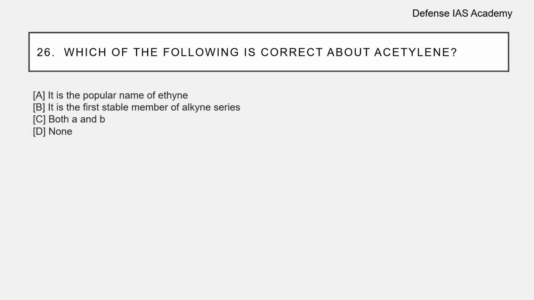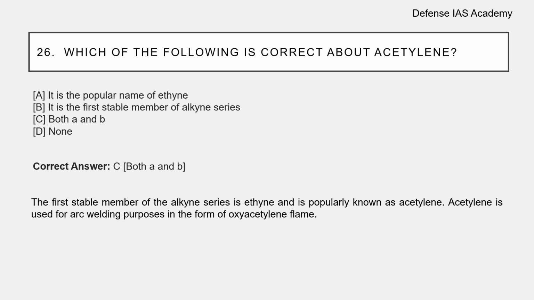Question number 26. Which of the following is correct about acetylene? The options are option A, it is the popular name of ethyne. Option B, it is the first stable member of the alkyne series. Option C, both A and B. Option D, none. The correct answer is option C, both A and B. It is a popular name of ethyne and it is also the first stable member of the alkyne series. Acetylene is used for arc welding purposes in the form of oxyacetylene flame.